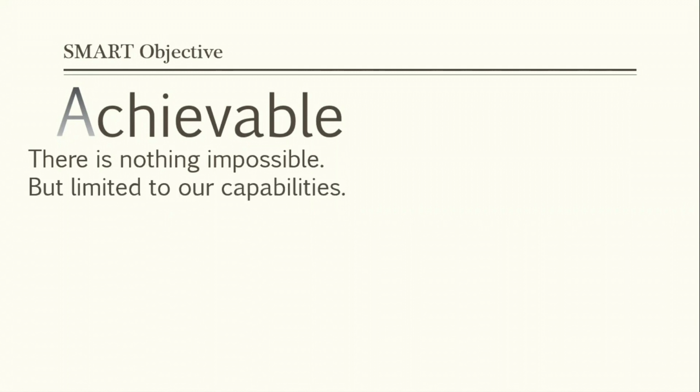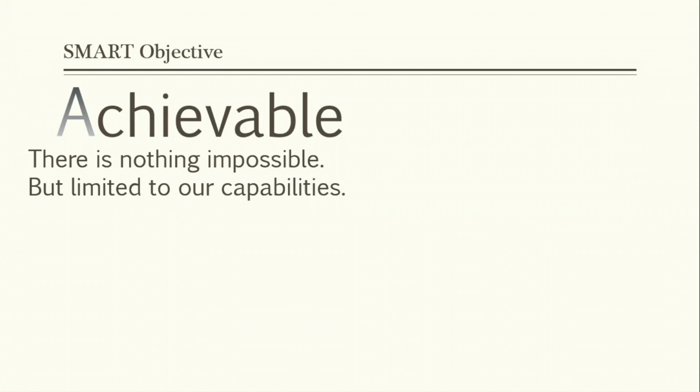Achievable. Most of the time when we ask what an achievable goal is, the answer comes: it should not be impossible. I dare you to find something impossible and send it to me. There's nothing in this world that is impossible. But there are capabilities and limits that we can apply or use in order to achieve our goals.